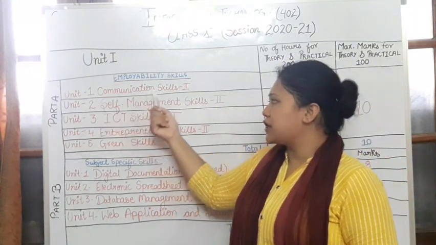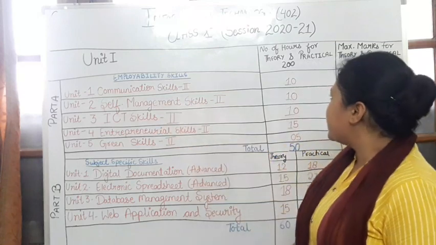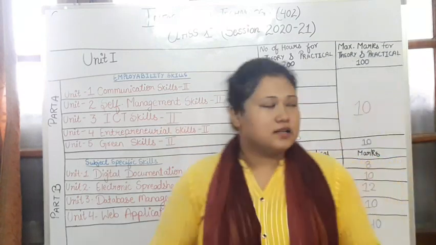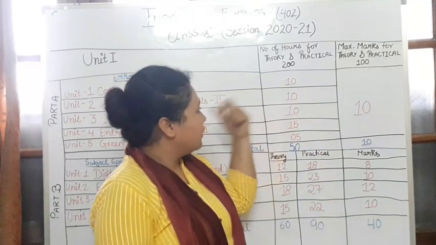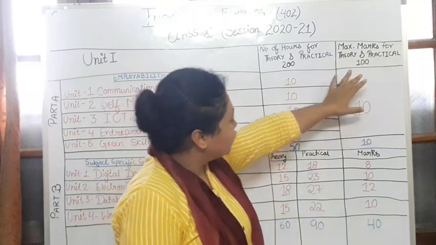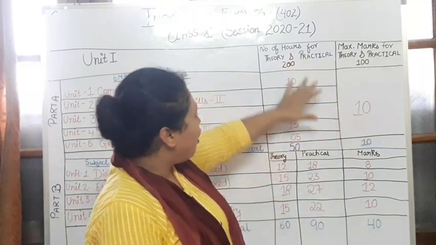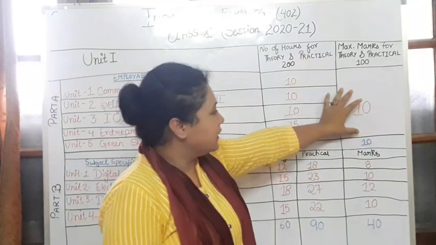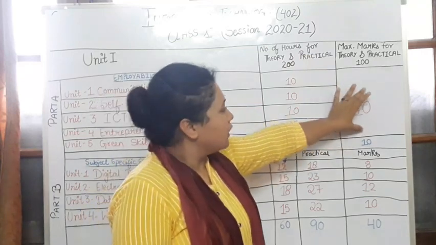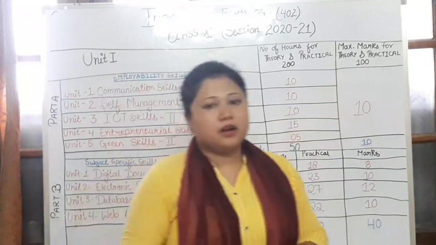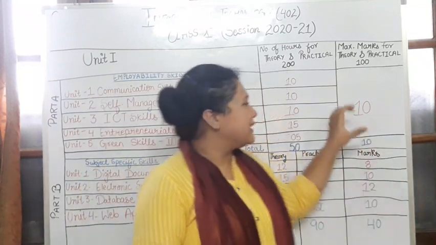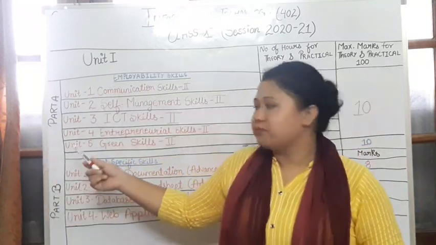Unit 1, communication skill 2. This contains 10 hours, and the maximum theory and practical marks for all of part A is 10. That means the question paper will consist of only 10 marks for part A.